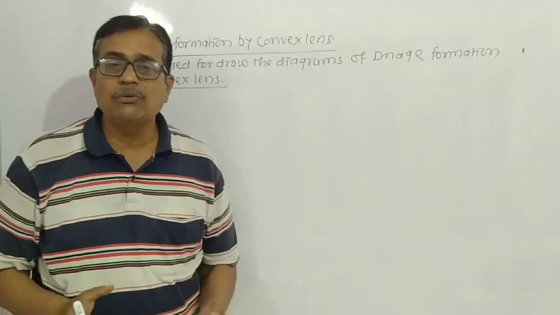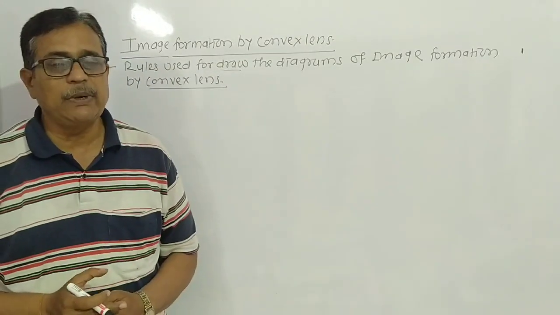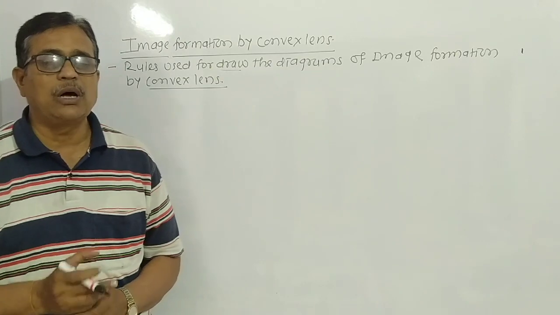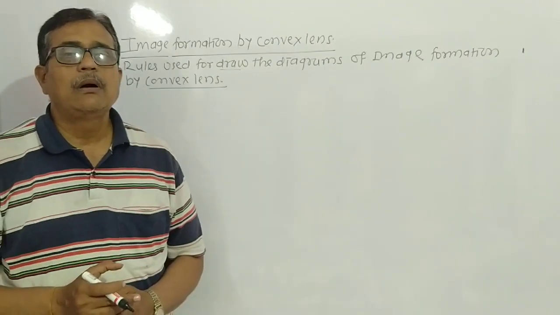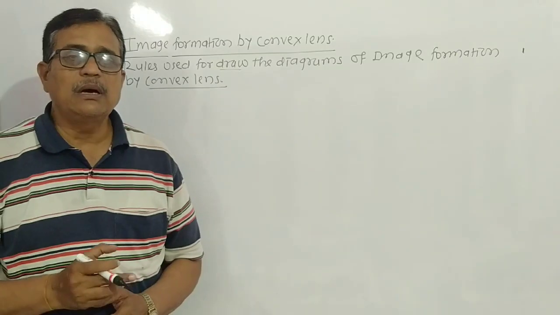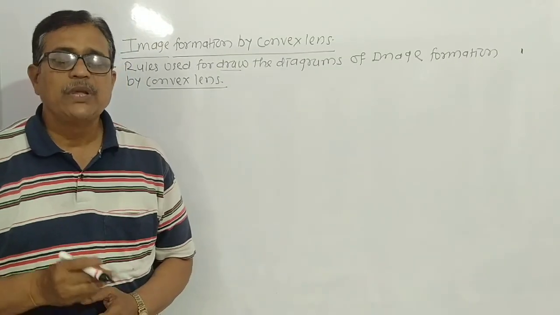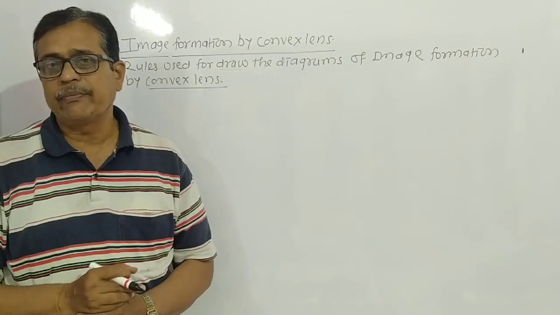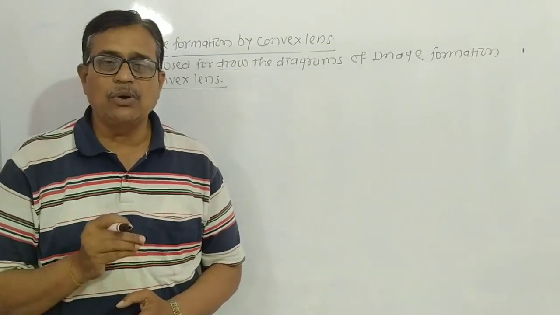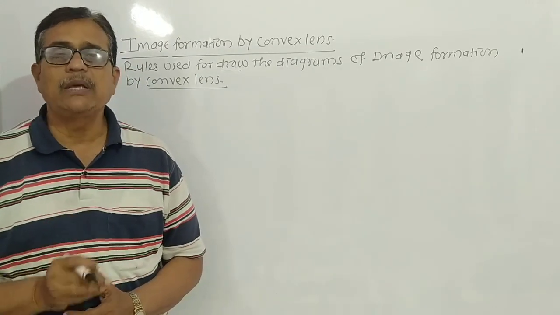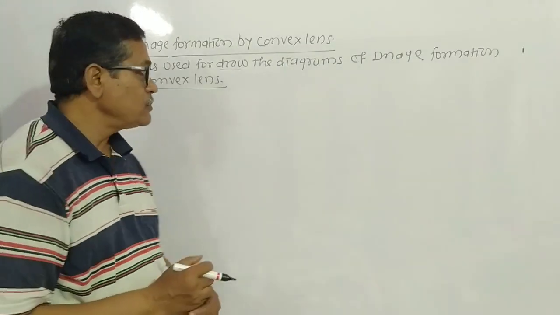Dear student, there is one question in your CBSE question paper: explain the rules which are used to draw the diagram of image formation by convex lens. There are three rules, and it is necessary to write the rule and draw its diagram. You can draw the diagram in your notebook, and also in your answer paper, using the geometry box.